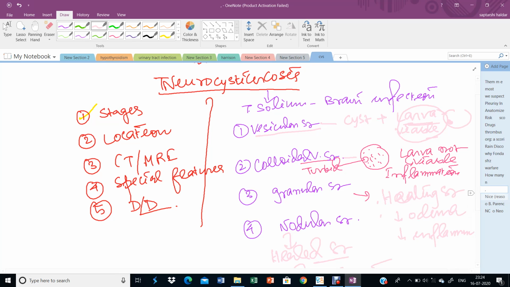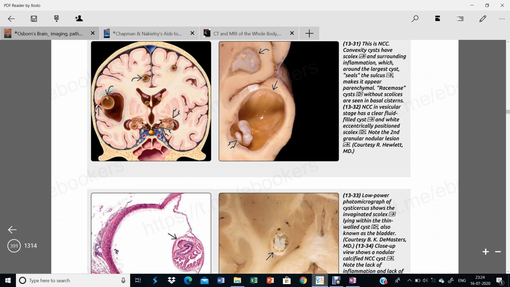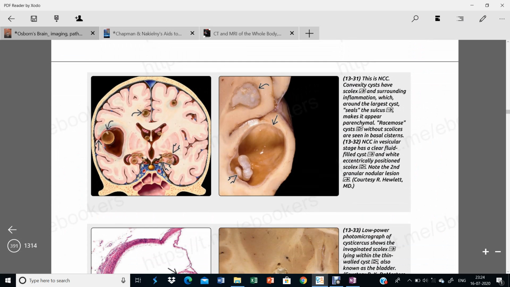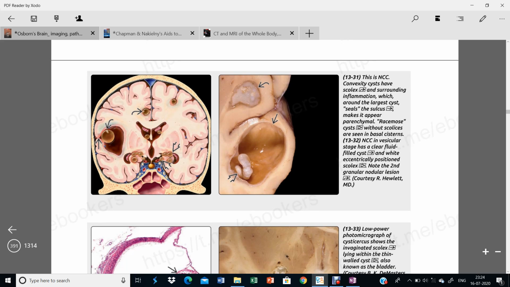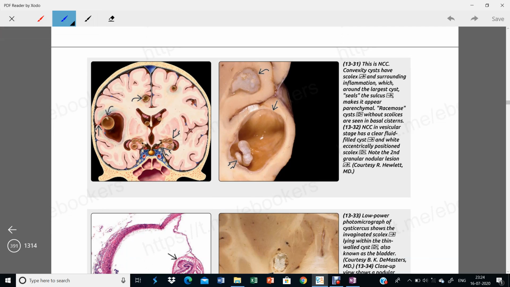These are the stages and these are the findings. These are the mainly important, and we will see this. What are the findings? We will see in the CT scan and MRI. Let's see. In this picture, we will see these are the cysts, and this is the inflammation of the cyst, and these are the viable or A1 scolex.